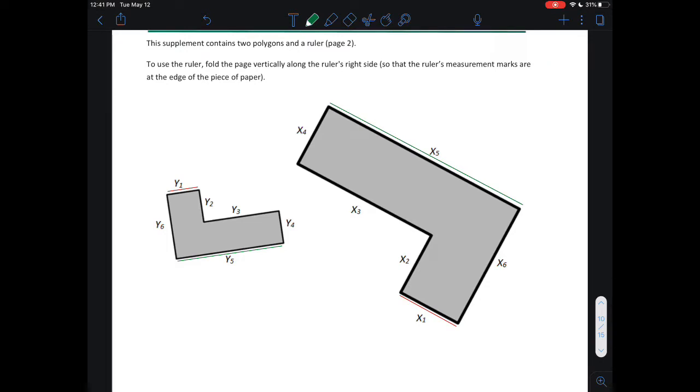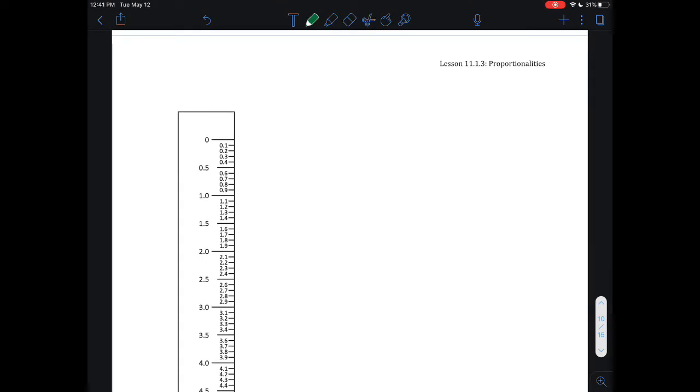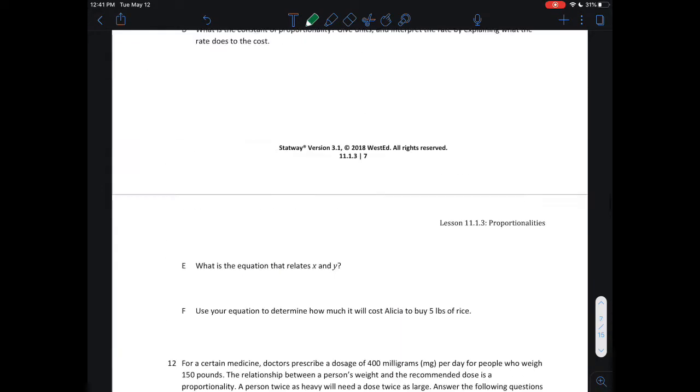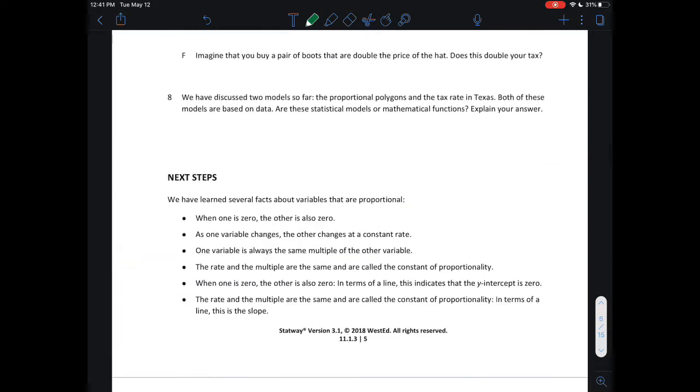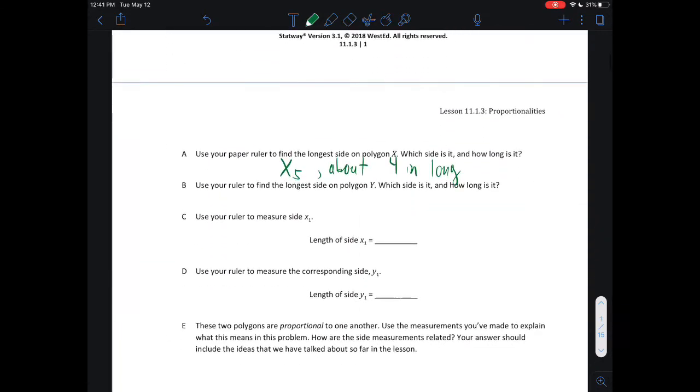You can of course use your ruler and just put it up against the shape. And when I compare the sides for where it begins and where it ends, I can see that side Y sub 5 on polygon Y is about 2 inches. So going back to number 2, part B, I'm going to say that the longest side on polygon Y is side Y with a subscript 5, and it is about 2 inches long.